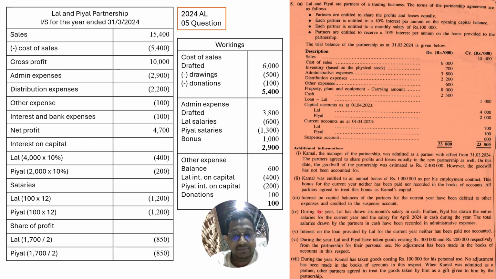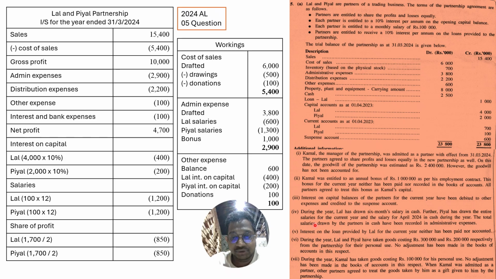And here the interest on capitals of the partners for the current year have been debited to the other expenses and credited to the expense account. That's totally incorrect. Interest on capital is a way of distributing profit, and it should be mentioned in the appropriation account. But instead of that, they debited it to the other expenses. So from the other expenses, you should minus the interest on capital for both, and you should mention it in the appropriation account, which means those two you should credit to the current account.